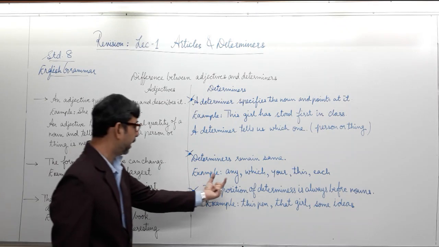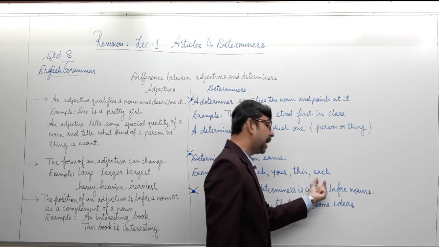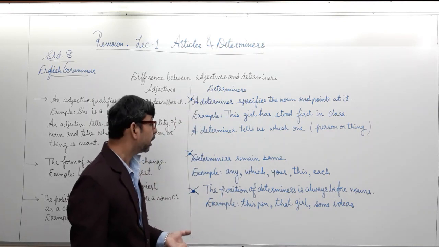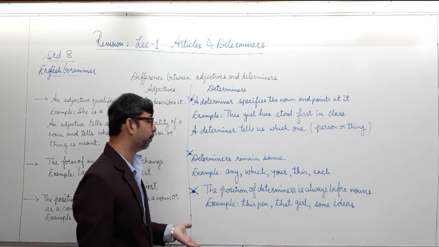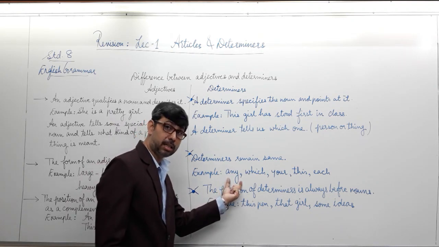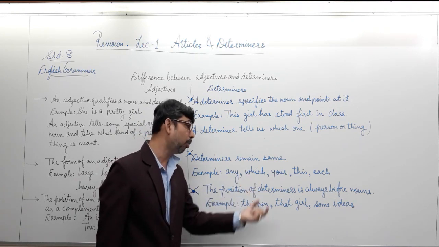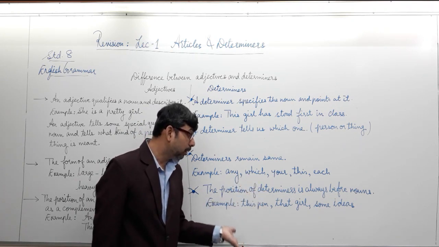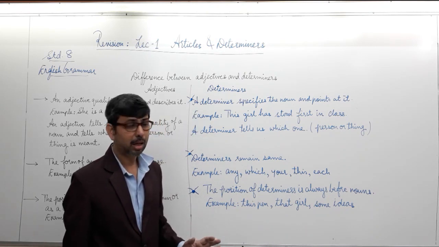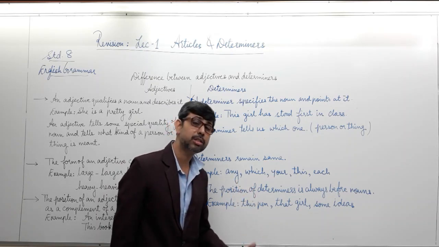But comparing over here, any, which, your, this and each are some of the types of determiners which cannot change their form. They remain the same. We can't say anyer or anyest. Can we do so? No. Similarly, we can't say whicher, whichest, yourest, or thisest, eacher, eachest. Well, this is just a fun way of explaining the thing, but we cannot change their form.